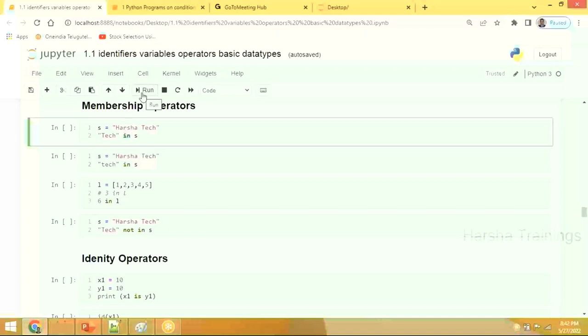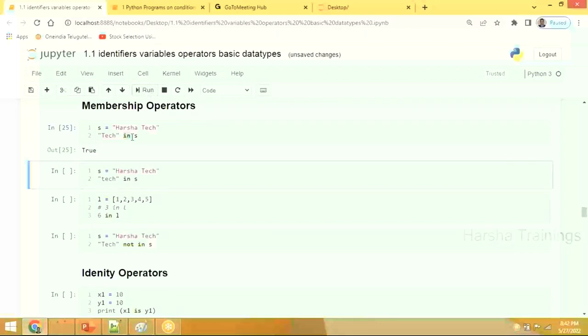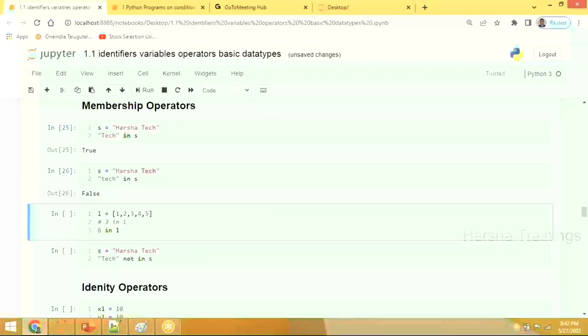Now can you please tell me what will be the answer? True. Now I am asking this question: if you say the right answer, you will be more appreciated. False. Can you tell me the reason? Case sensitive. Very good. Here I am using lowercase, but here I have uppercase, so it is false.